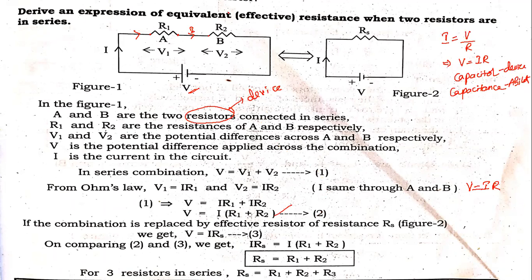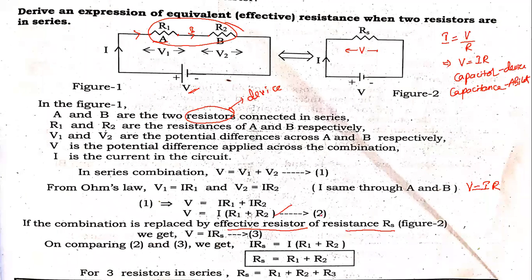Now what you have to do is replace this combination of R1 and R2 with a single resistance. That resistance will be the effective resistor, and it must be equivalent to the combination. If the combination is replaced by an effective resistor of resistance Rs, then V is the potential difference across it, the same as that of the battery. So I can write V is equal to current I into Rs.